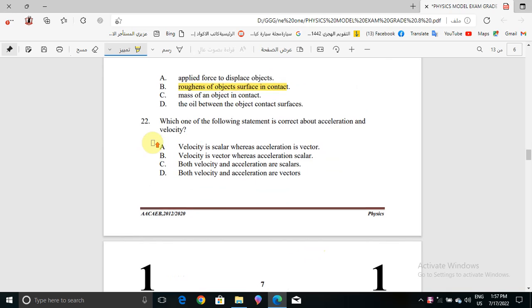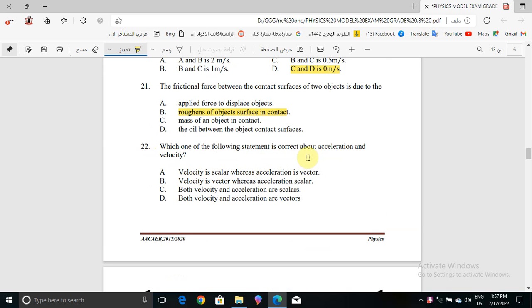Okay, number 22, which one of the following statements is correct about acceleration and velocity? Velocity is a scalar whereas acceleration is a vector. False, both of them are vectors. Velocity is a vector whereas acceleration is a scalar. False, both of them are vectors. Both velocity and acceleration are scalars, but no, both are vectors, not scalars. So that means choice D is the correct answer. Both velocity and acceleration are vectors.